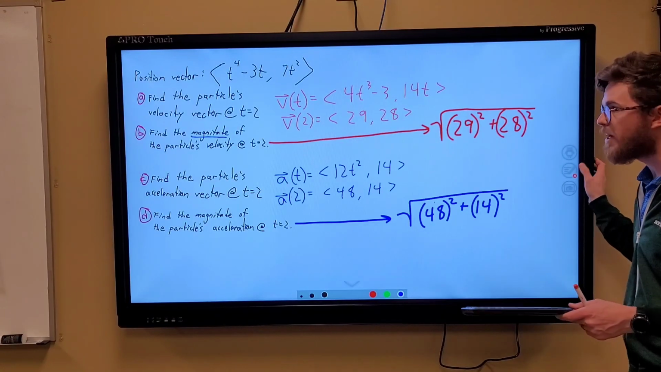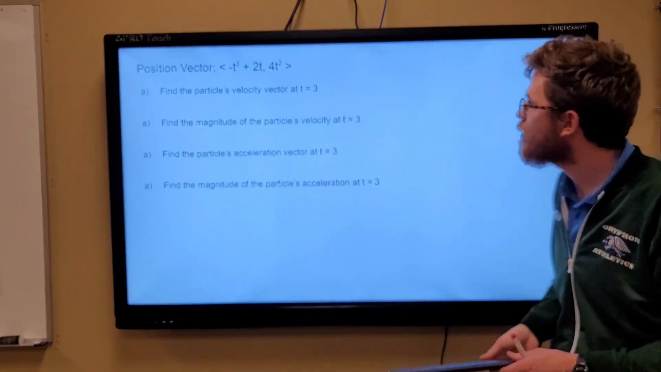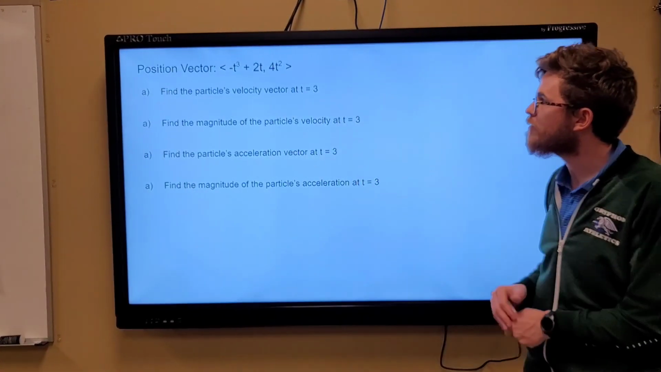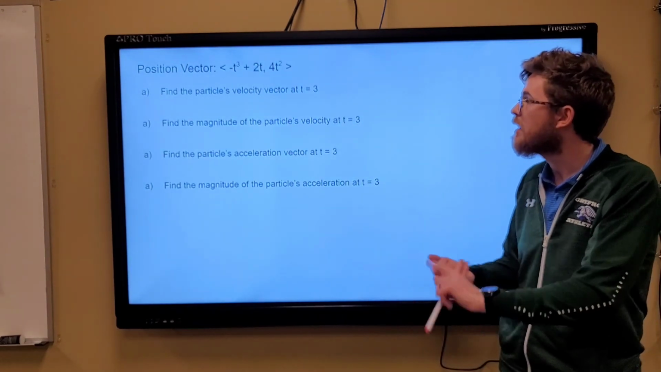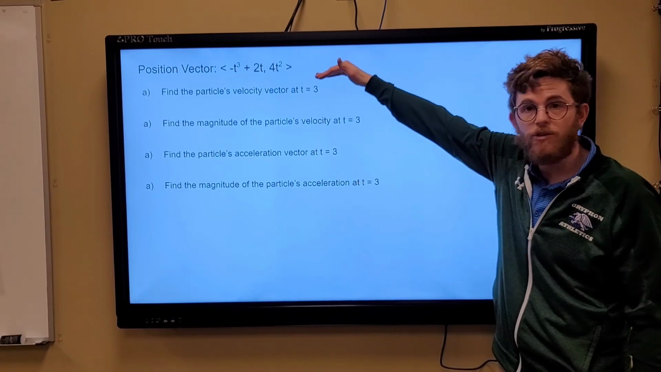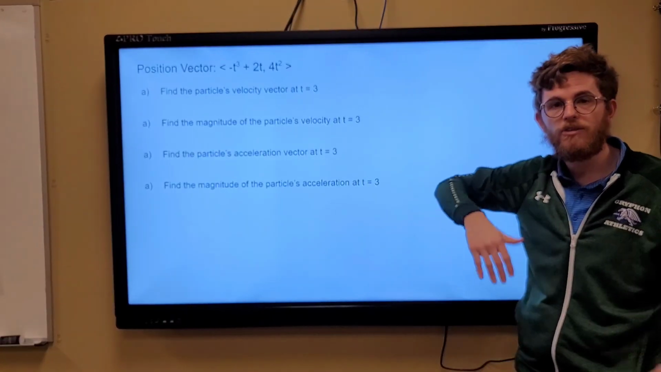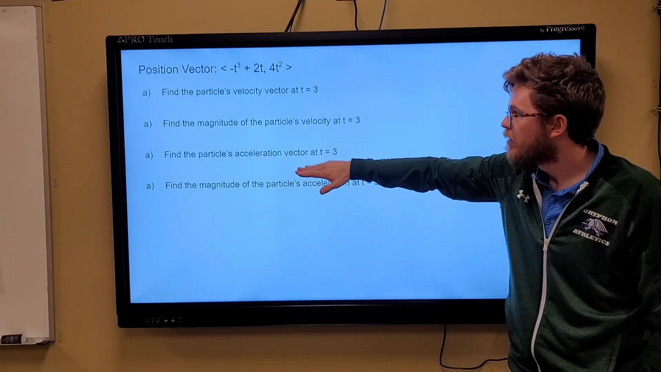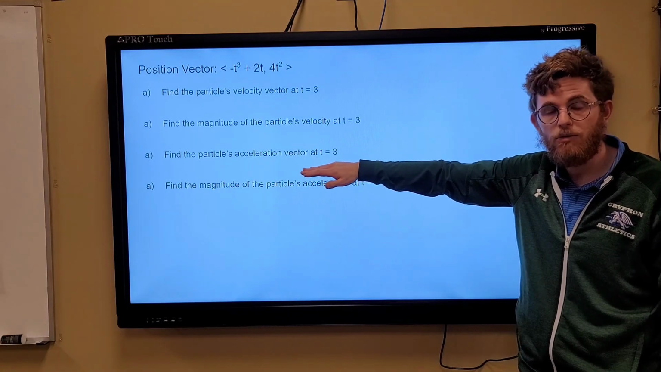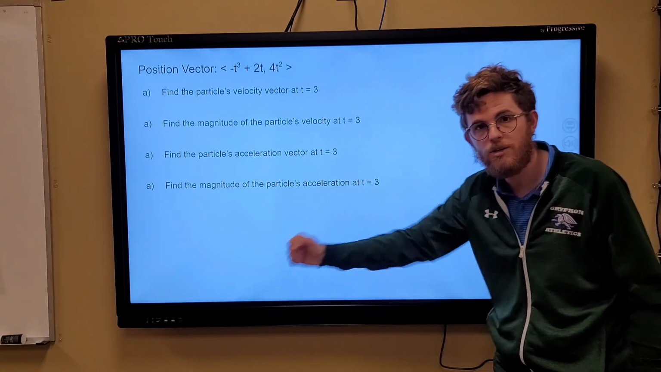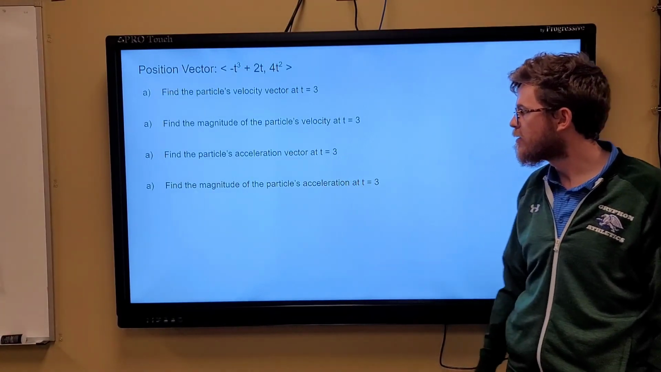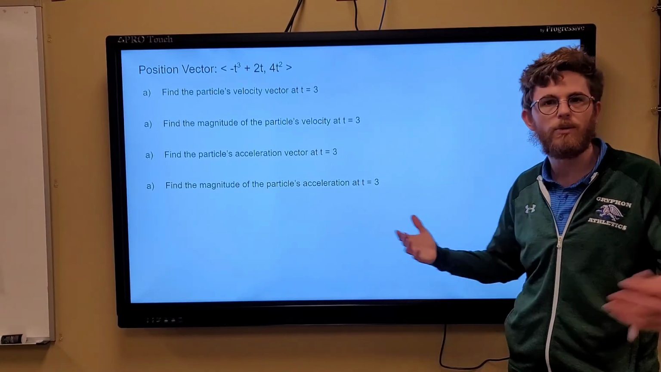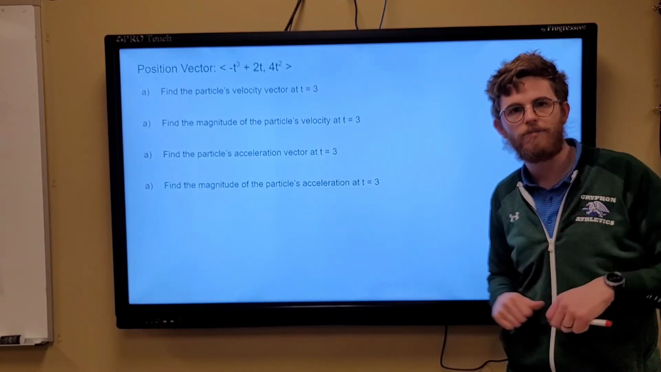So, with that, try this one out right here. You got a position vector. You want to find the particle's velocity vector, the magnitude of the velocity. Remember, the vector is the direction. The magnitude is the actual speed. Acceleration has a direction as well. What direction are we accelerating will be our vector and the magnitude of the acceleration. All right, pause this, try that out.